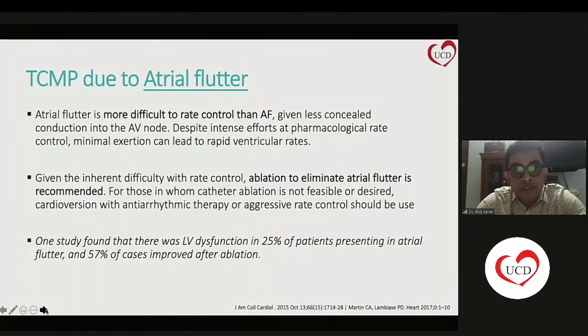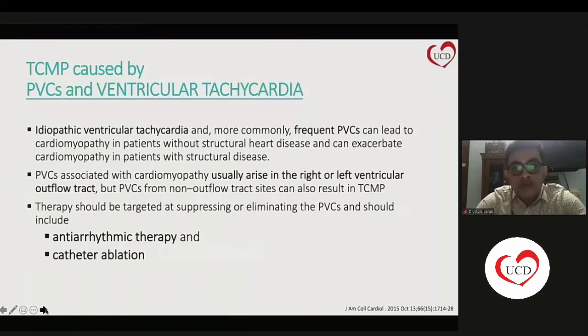Now, regarding atrial flutter, we all know atrial flutter is more difficult to rate control than atrial fibrillation, given the less concealed conduction to the AV node. And due to the inherent difficulty with rate control, ablation to eliminate the atrial flutter is recommended. For those in whom catheter ablation is not feasible or desired, cardioversion with antiarrhythmic drug therapy or aggressive rate control should be used. One study has shown that in patients with atrial flutter, 25% had LV dysfunction and 57% of these cases improved after successful ablation.